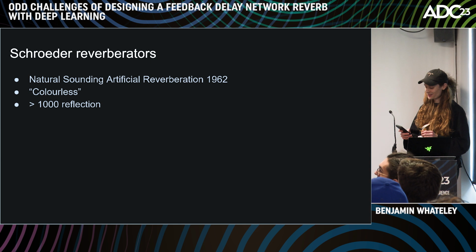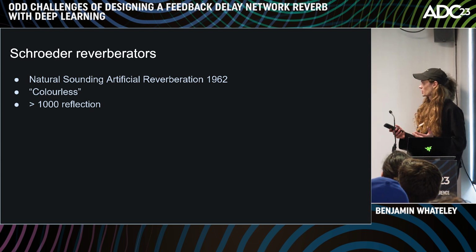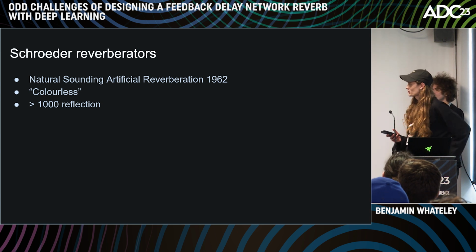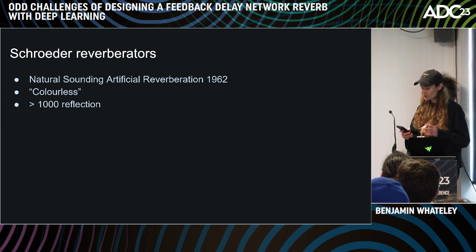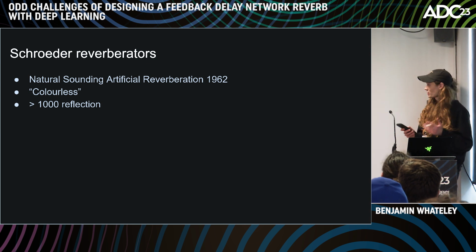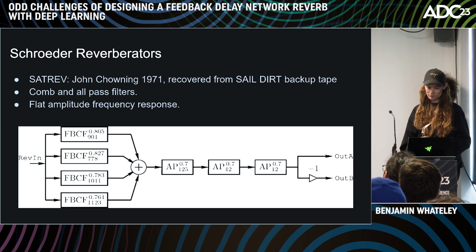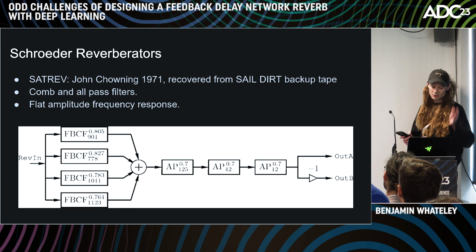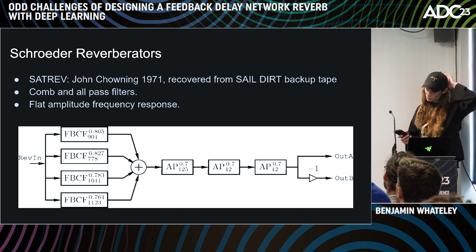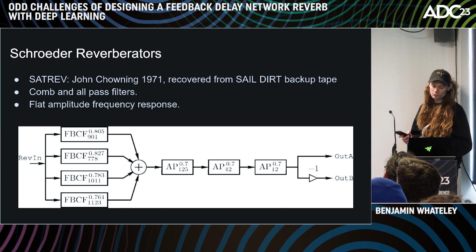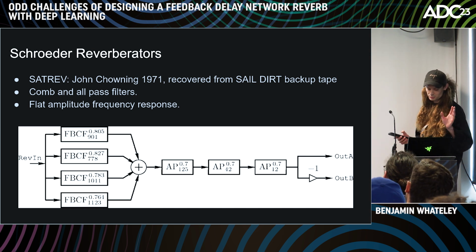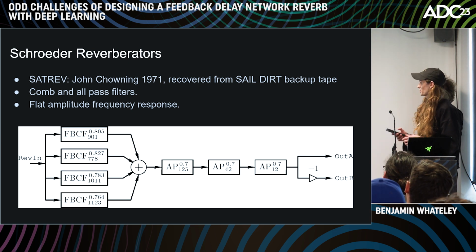and a flat amplitude response using all-pass filters. Arguably, 1,000 or more reflections is maybe not quite enough to achieve a realistic sounding reverb, but for 1962, I think it's a reasonable approximation. And this particular arrangement, which was the one that we implemented to begin with, is SatRev, implemented by John Chowning in 71. So we've got 4 feedback comb filters and then 3 all-pass filters arranged in parallel and series, respectively.